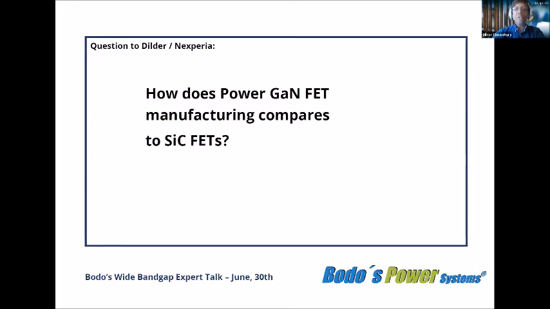And scaling is also difficult, because moving from 6-inch to 8-inch for silicon carbide FETs is a lot more difficult compared to power GaN FETs, GaN on silicon, which uses the silicon fab infrastructure. I hope that gives a brief overview of how GaN on silicon power devices compare to the silicon carbide manufacturing process.